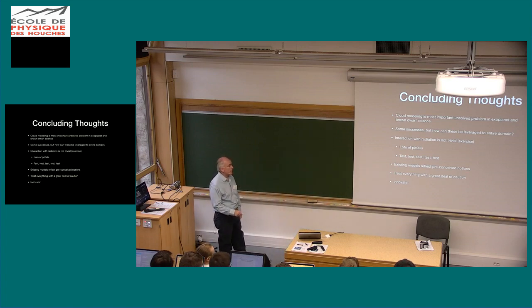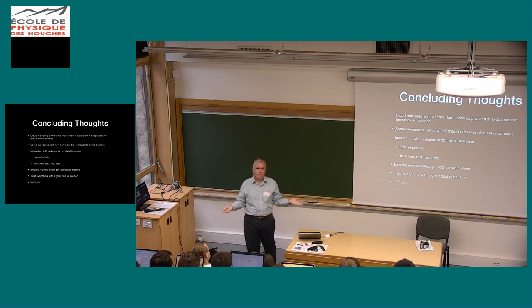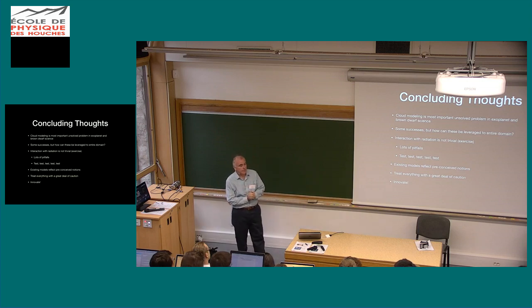All of the existing models represent various preconceived notions. You should treat everything with a great deal of caution, but go out there and innovate. Because we're certainly going to need it with JWST, there's no question. The generation of LUVOIR or HabEx, we're going to need cloud models to interpret this data. So I'll leave it there. Thank you.